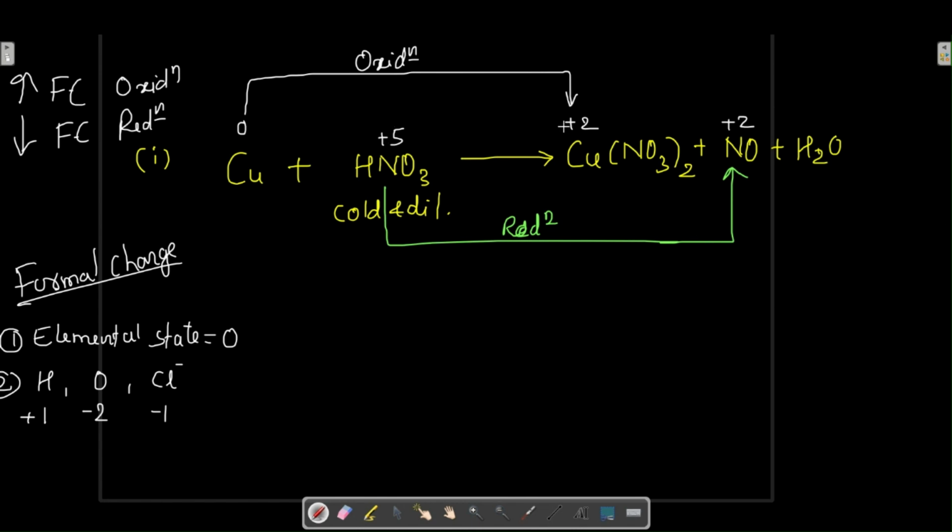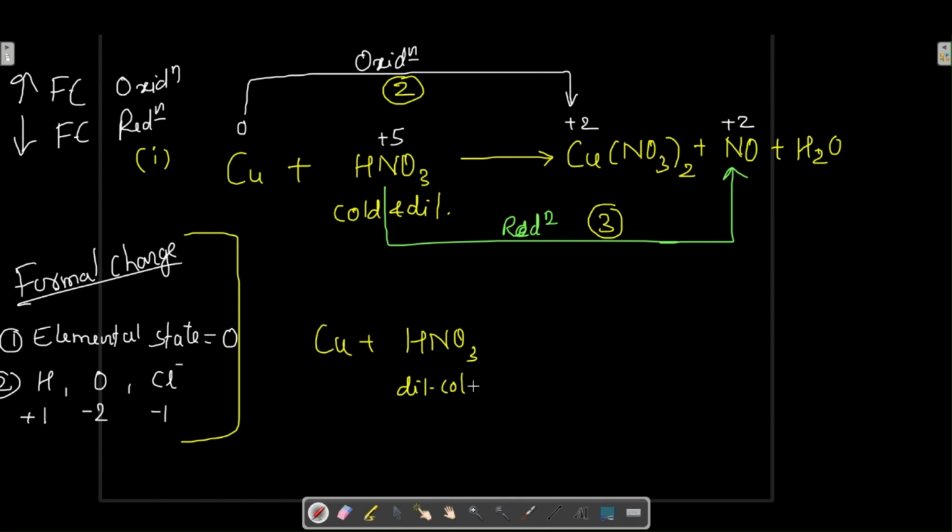Okay, 0 to 2 means 2, 5 to 2 means 3. So the charge involved is 2 and 3. Next step, you have to cross multiply. Cross multiplication means first you rewrite the equation: copper plus HNO3 dilute and cold gives copper nitrate plus NO plus H2O.